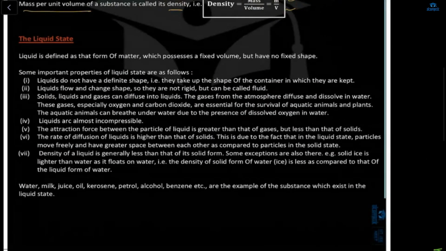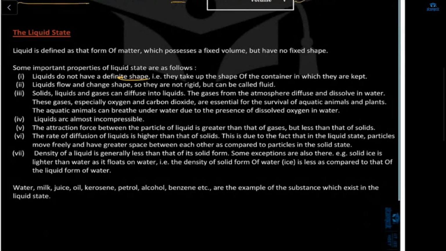What about the liquid state? Liquids do not have a definite shape. Liquids flow and change shape, so they are not rigid. We can also call liquid a fluid. Why? Because they don't have any shape.